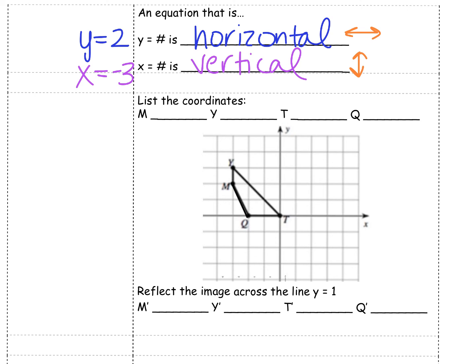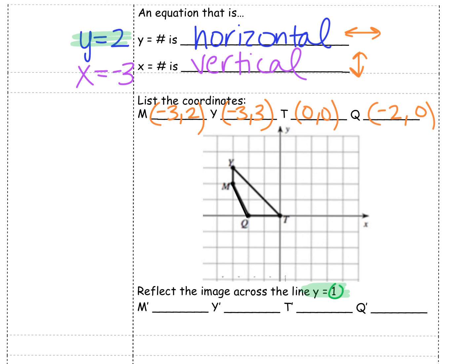And that's what we're going to see down here. So start by listing our coordinates. Our original ordered pairs for m is -3, 2, y, -3, 3, t is the origin, and q is -2, 0. And why we need to know about horizontal and vertical lines is for this problem right here. It says reflect the image across the line y equals 1. Because it is a y equals my number, it's going to be a horizontal line at the point 1.